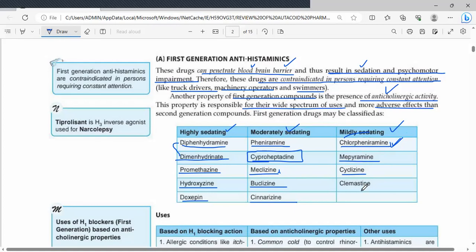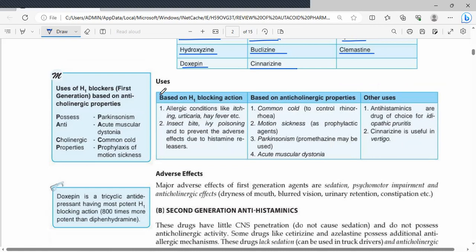Then you have your clemastine. Okay. Please remember at least two in each of these. Okay. Now, uses of the first generation.